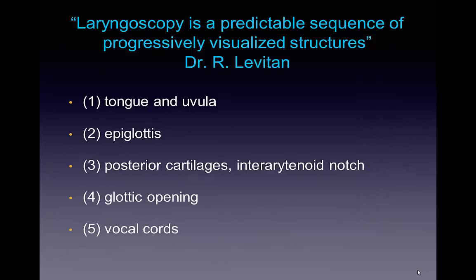The actual act of laryngoscopy is supposed to be a predictable and progressive sequence of steps. It should start with visualization of the tongue and uvula, the control of the tongue by keeping the blade midline, visualization of the epiglottis, and then the posterior cartilages, the interarytenoid notch, the glottic opening, and with insertion of the tip of that laryngoscope into the vallecula and a lifting action, the viewing of the vocal cords.